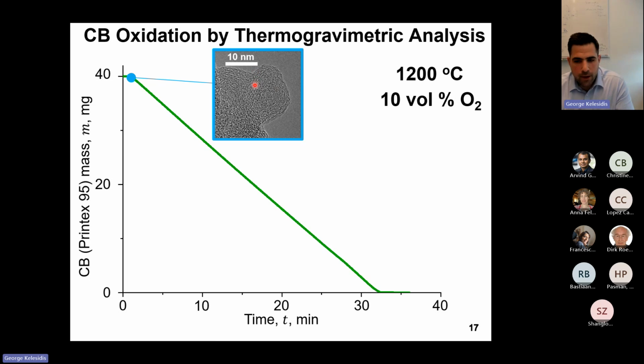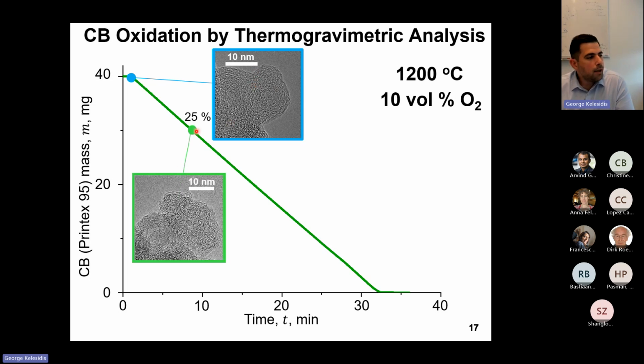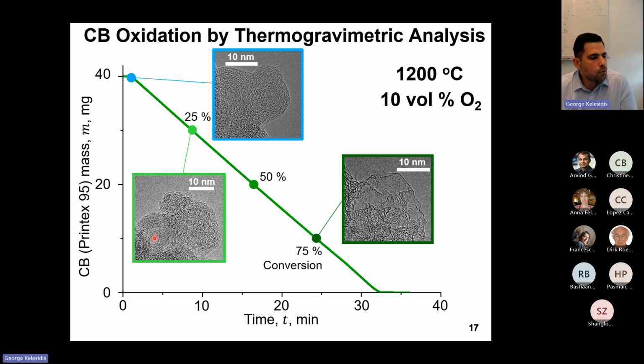But please compare this image to the one that we obtained after 25% of conversion. At these conditions, you can see that oxidation starts to form small pores in the bulk, in the internal structure of these carbon black nanoparticles. And as the conversion increases to 50 and 75%, you can see that the oxidation results in the formation of larger pores and it disorders the internal structure of these carbon black nanoparticles. We have almost the formation of single graphene layers at 75% of conversion.